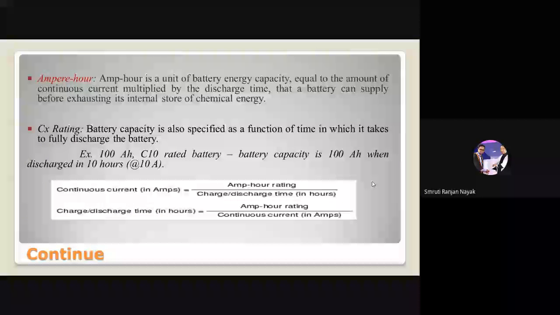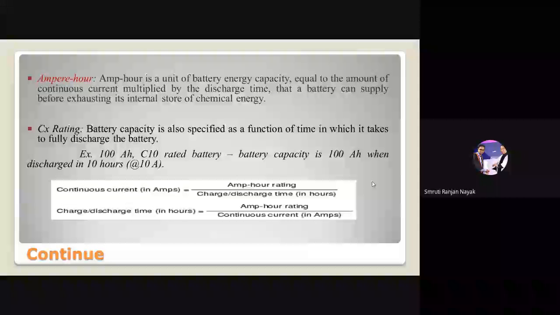So when ampere and hour are multiplied with each other, then we can say that it is the ampere hour. So a 100 ampere hour battery with rating C10 means that in 10 hours, 10 ampere current will be discharged or consumed from your battery. If we calculate for a C20 rated battery, then you can say that in 10 hours, 5 ampere current will be consumed, or in 5 hours, 10 ampere current will be consumed. That is according to your current rating system.